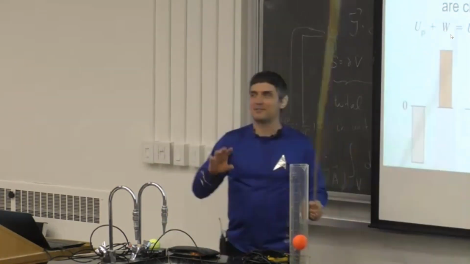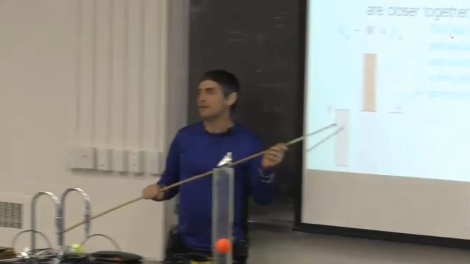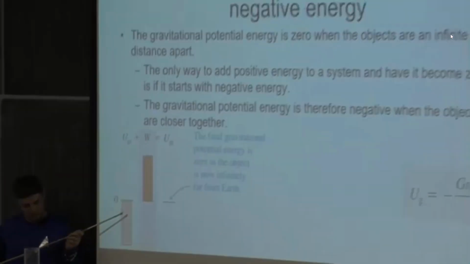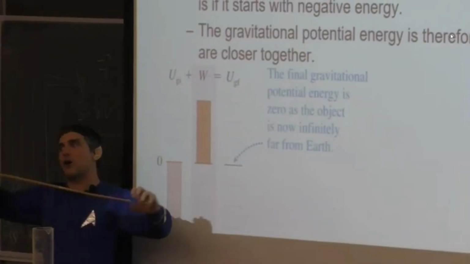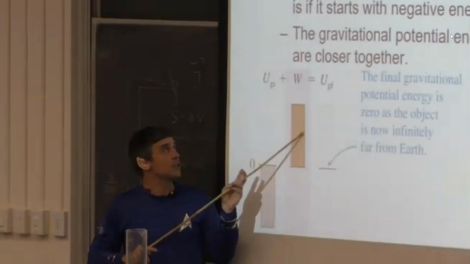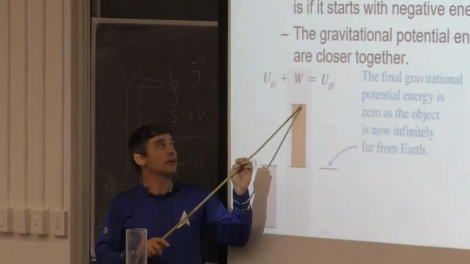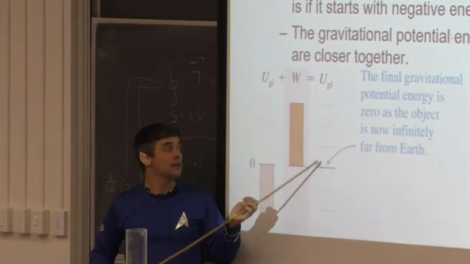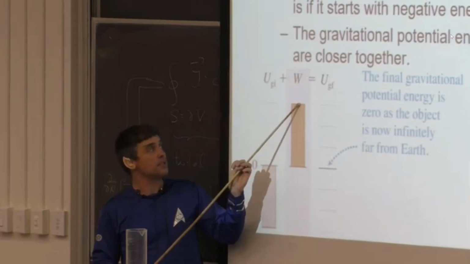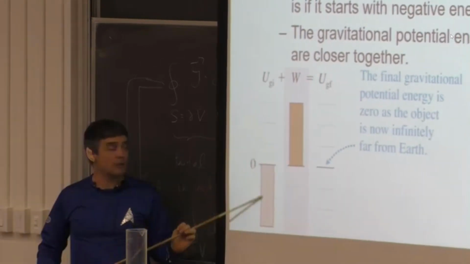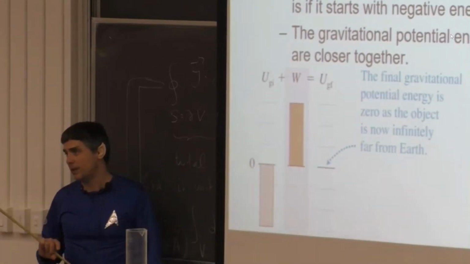Let me just say that again, but in terms of this energy bar graph. What they're saying is that in order to increase r out to infinity, you have to do positive work. And then when they get out to infinity, they end up with 0 energy. So something plus this positive thing equals 0. So the original thing had to be negative. That's why they put the minus sign there.